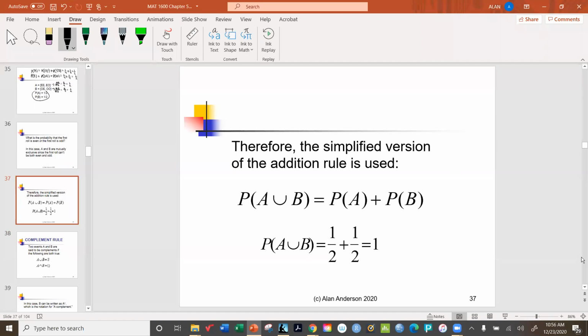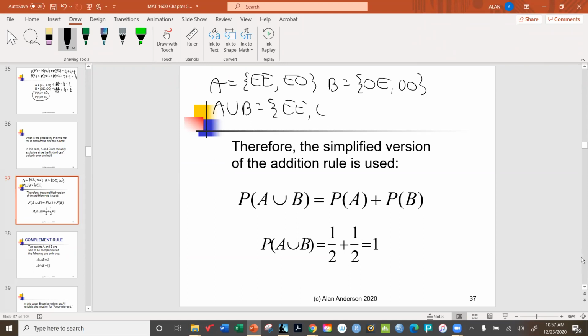Let me just go and rewrite these again. Remember, A is EE and EO. B is OE and OO. Their union is, you just bring them all together. Well, guess what? This is the entire sample space. And remember, the entire sample space, by the axioms of probability, has a probability of 1. So here's another way of approaching this problem and still getting the same answer.